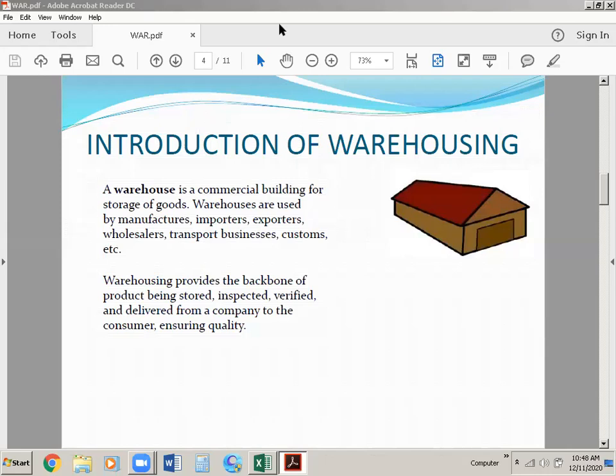Yes, warehouses are used by manufacturers, importers, exporters, wholesalers, retailers even, transport businesses and customs. So a warehouse is used commercially by everyone who wants to store their commodities and goods. For the functions of import and export, definitely all such functions need bulk goods and bulk commodities to be stored. So warehousing plays a very important role for the manufacturer, so that we can store seasonal products, and non-seasonal storage can also be done in the warehouse.